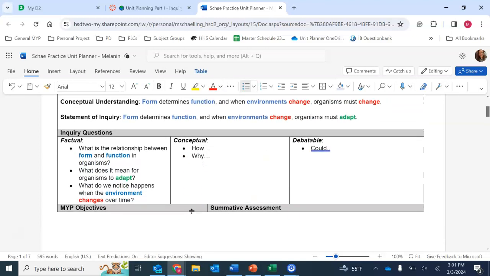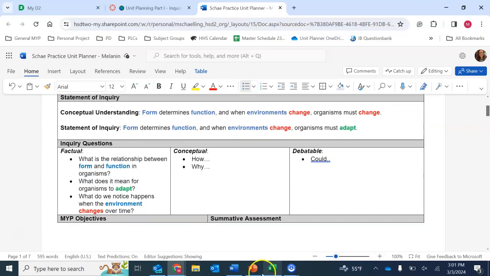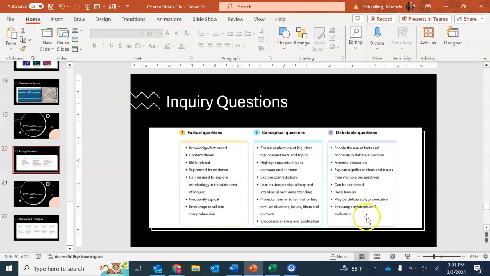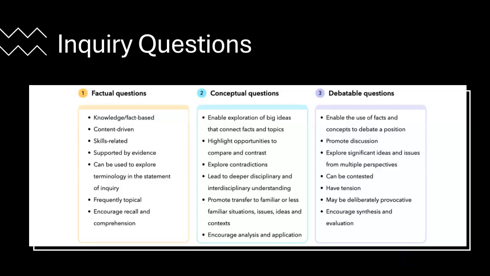Alright, so now I've got 3. I'm ready to rock and roll. Alright, let's look at conceptual. Okay, conceptual, just like with our conceptual understanding, we want to be looking at the big ideas that connect facts and topics. Compare and contrast. I love compare and contrast questions. We want to explore contradictions, and we want to be looking at deeper disciplinary and interdisciplinary understanding.